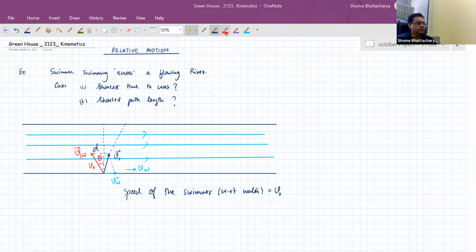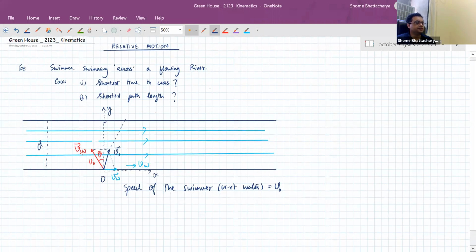Yes, very good. For the shortest time, theta has to be 0, that's correct. Okay, so let's understand the logic of that also, why that happens. So in general, if the width of the river is d, let us take our coordinate frame such that the origin is at the starting point and the y-axis is perpendicular to the flow of the river, and the x-axis is along the flow of the river.